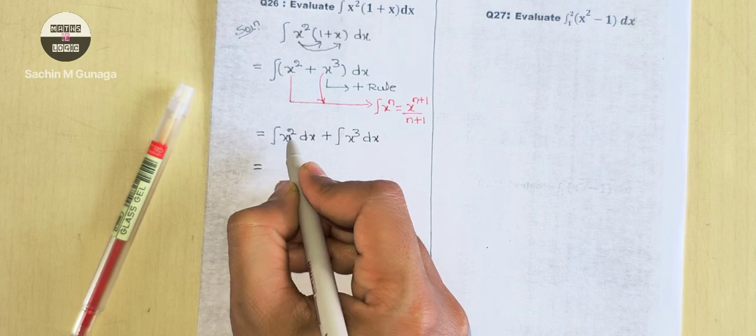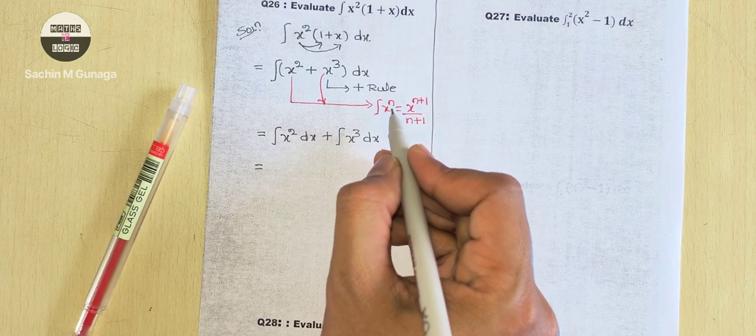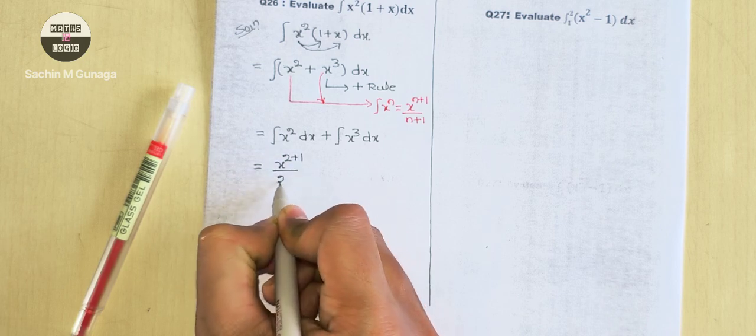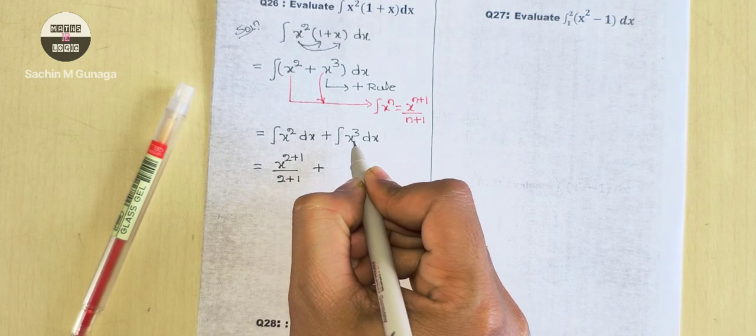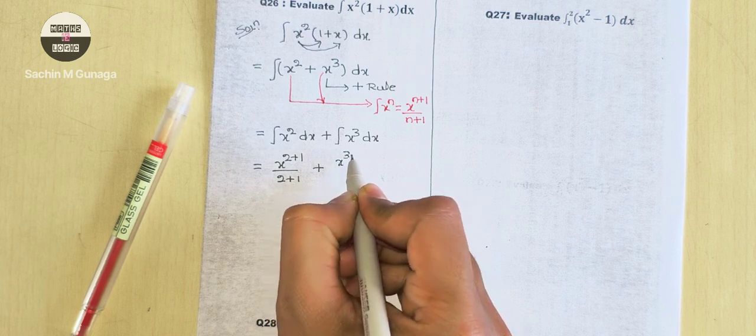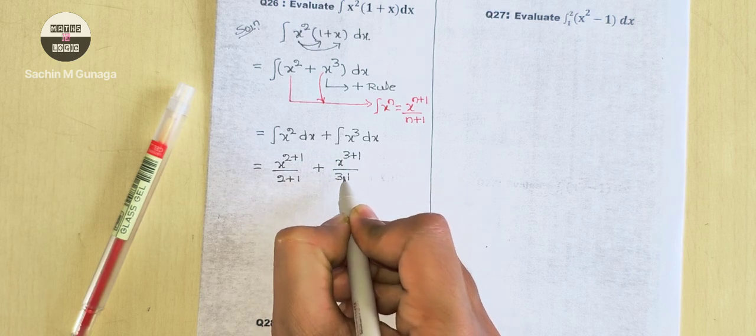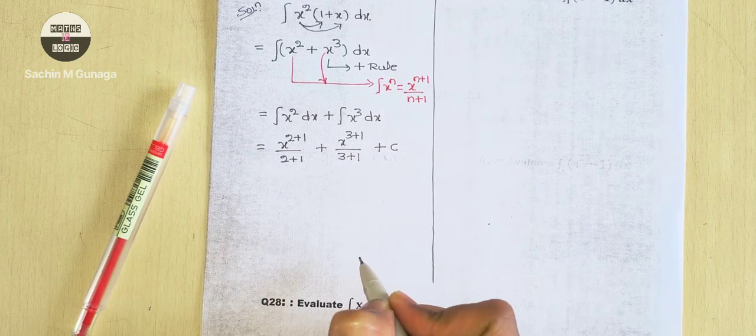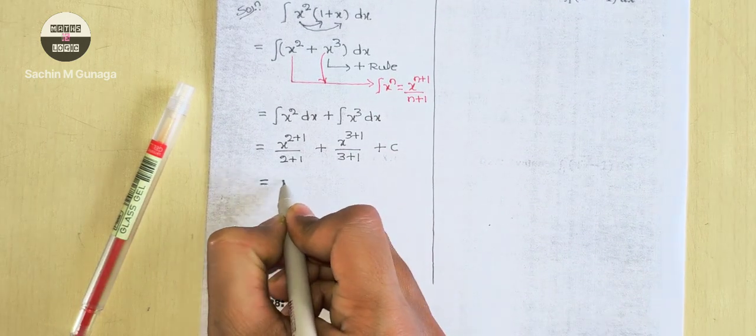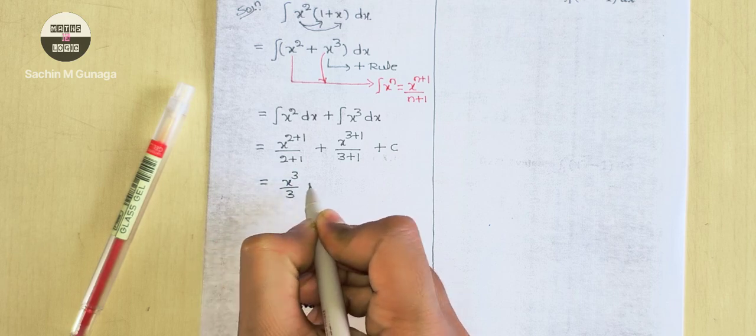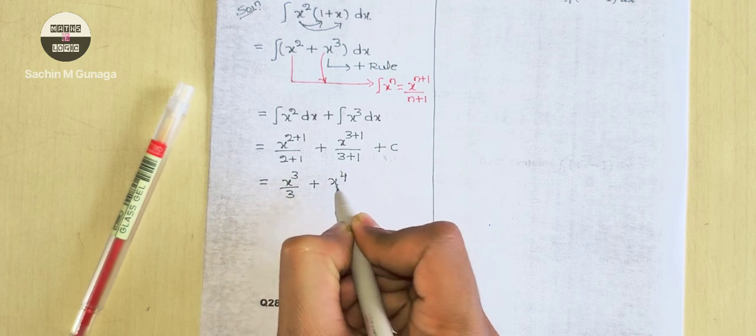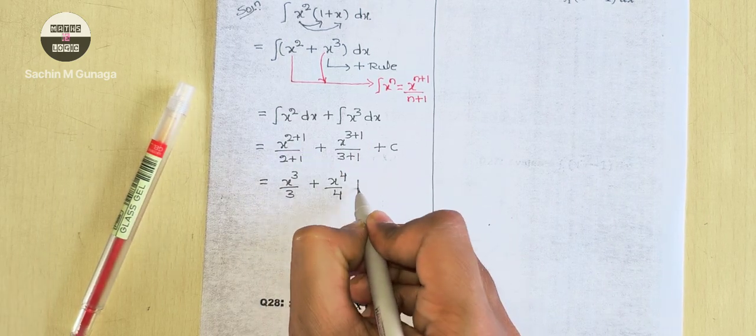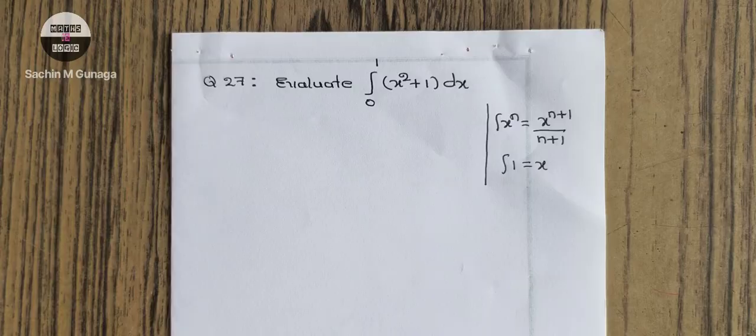So now apply the formula, x square looks like x power n, therefore this becomes x raised to 2 plus 1 divided by 2 plus 1 plus x cube becomes x to the power 3 plus 1 divided by 3 plus 1. Then after doing the integration, commonly you write here plus c. Therefore final answer is x to the power 3 divided by 3 plus x to the power 4 divided by 4. 3 plus 1 is 4, 2 plus 1 is how much here, 3, then plus c.